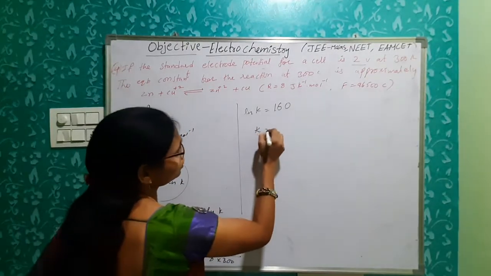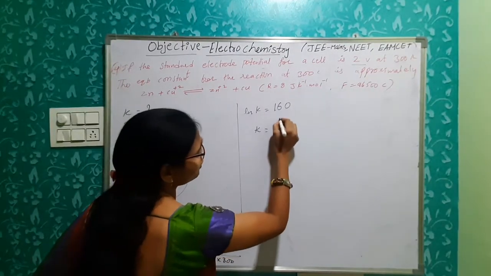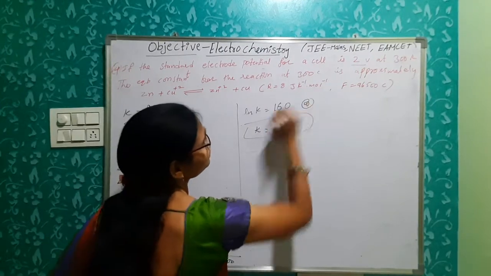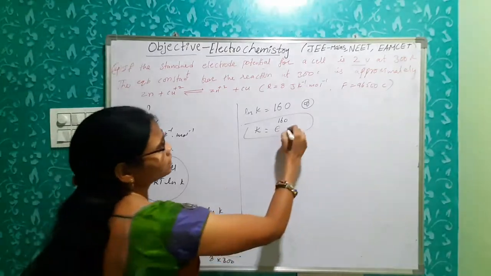Simply, K is equal to what? This ln will become e power, so it is just written as e power 160. Okay, so this is the answer.